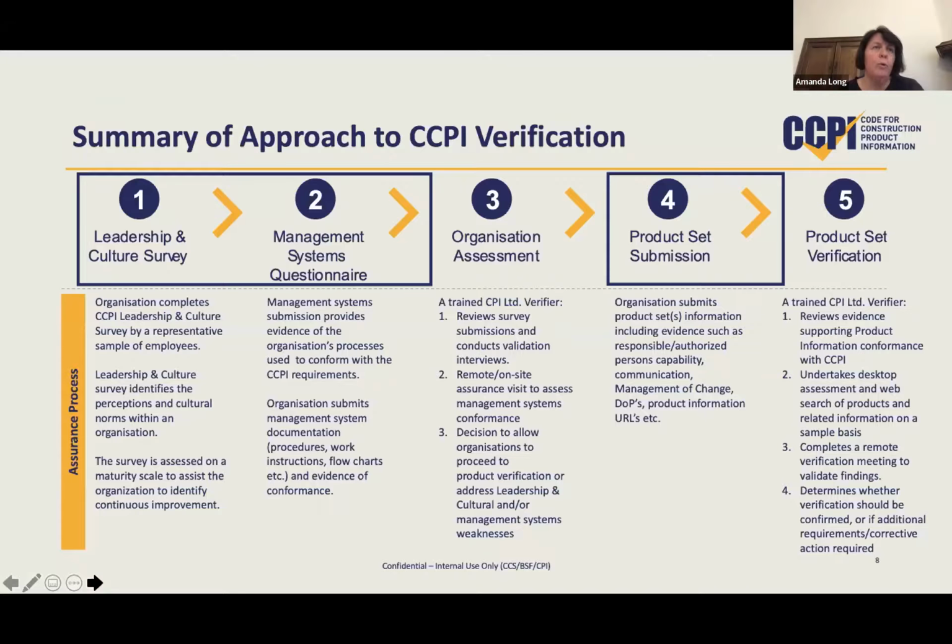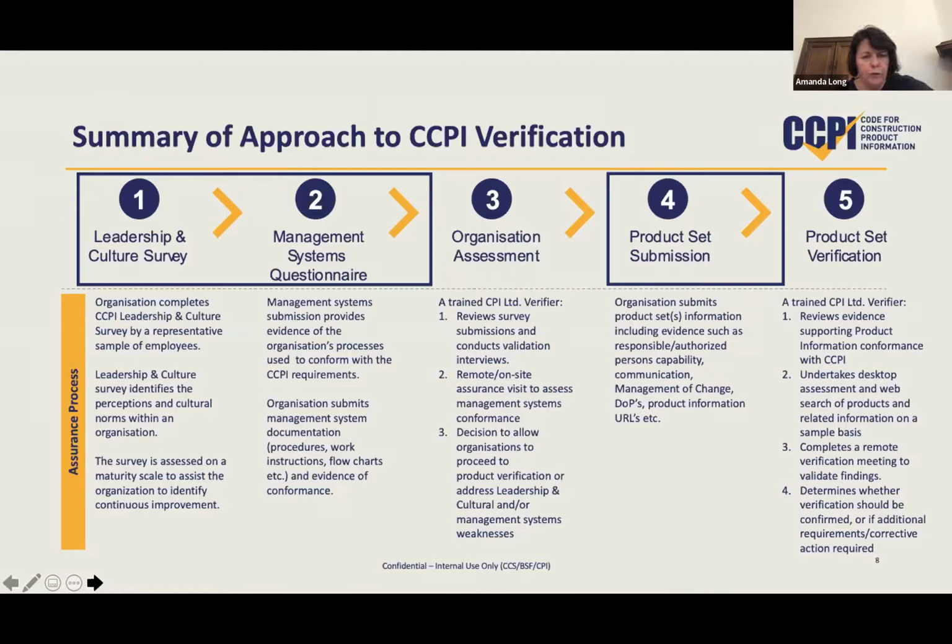then putting forward product sets with product information that we are seeking to verify. And it's a very important safety net that sits as the gateway, the starting point for getting CCPI verification.